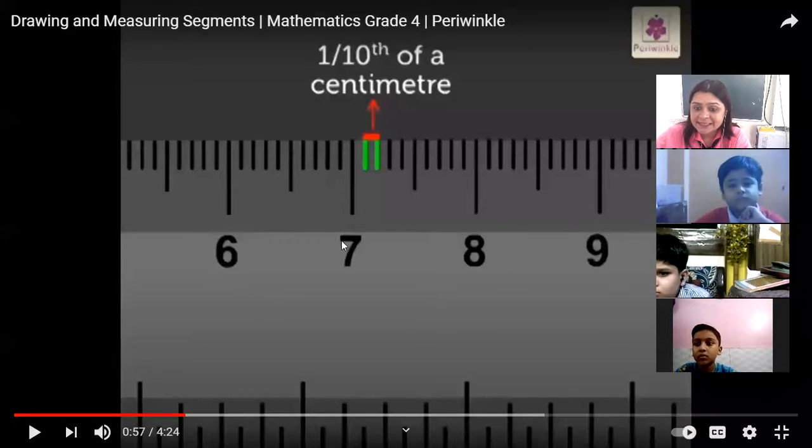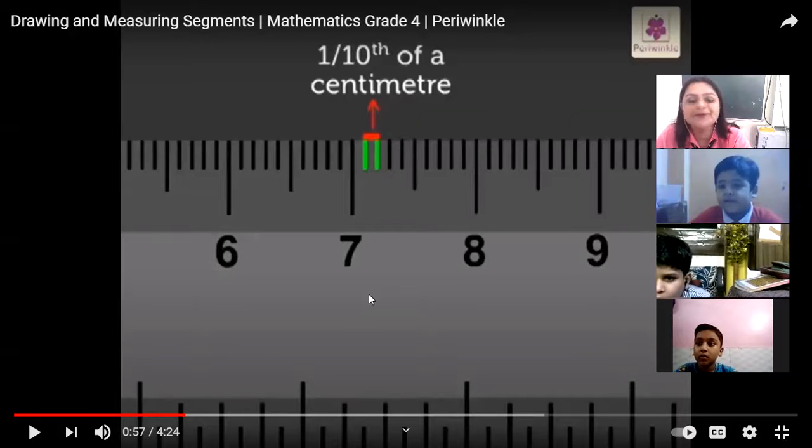Distance between 6 and 7, can you tell me, Anmol? Ma'am, 10 centimeters. Beta, 1 centimeter. It is 1 centimeter. Okay. And again, can you guess the distance between 7 to 9? 2 centimeters. 2 centimeters. Very good. Because 7 to 8 is 1 centimeter, and 8 to 9 is 1 centimeter.